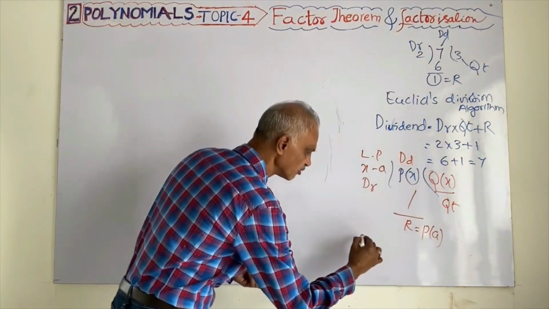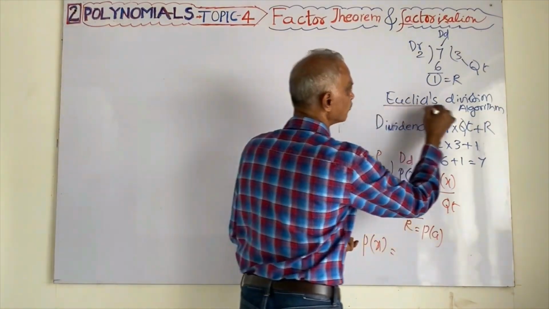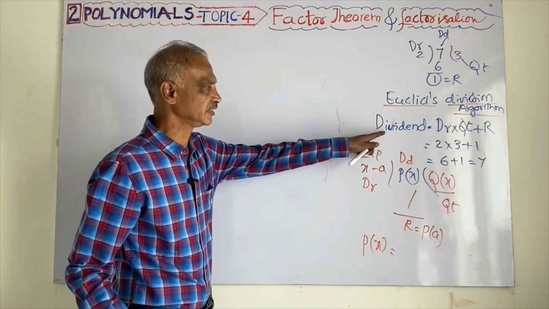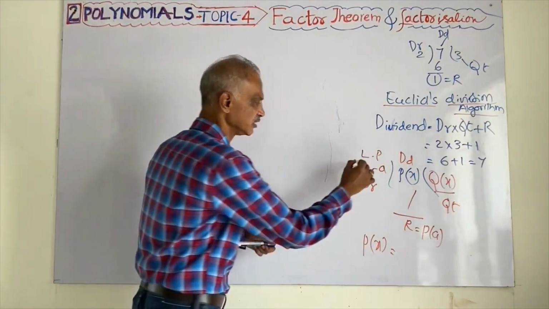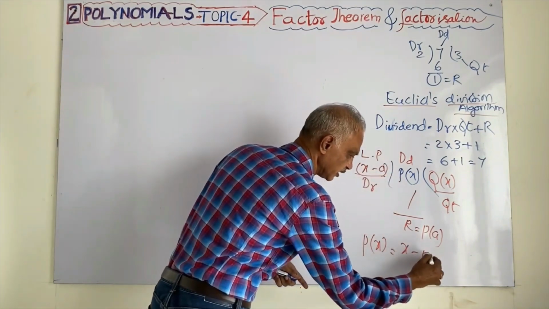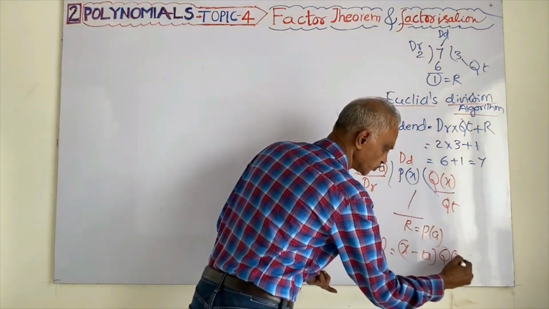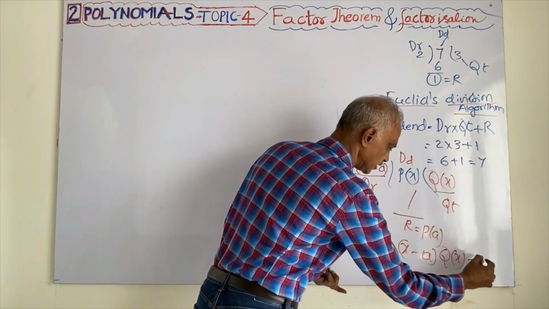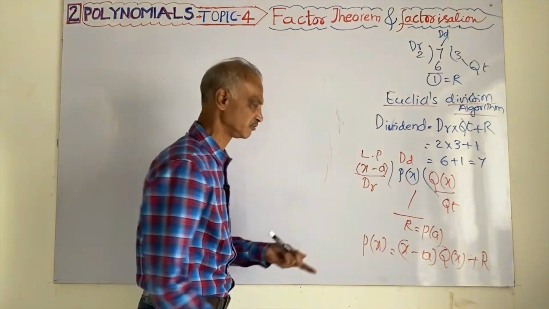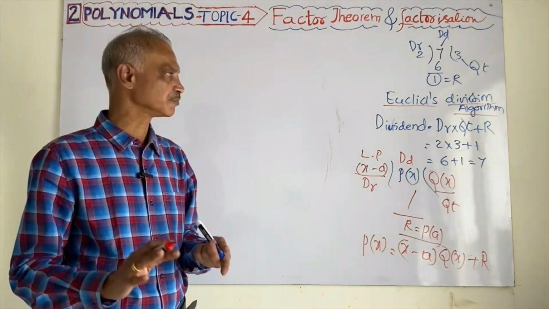See, how will you get the dividend p of x? By Euclid's division algorithm, dividend is equal to divisor into quotient plus remainder. X minus a is the divisor, into q of x as the quotient, plus the remainder, which should be in the form of p of a. That is the remainder theorem.